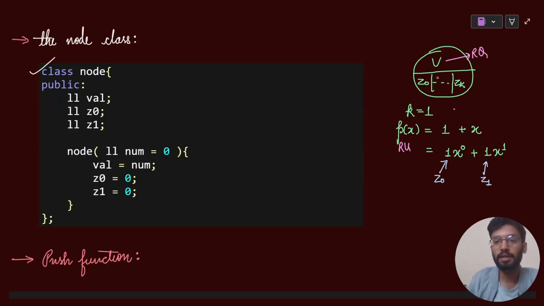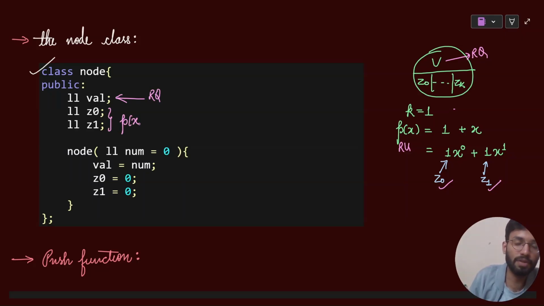So overall, मेरे node में कितनी value होंगी? One is v, the others are z0 and z1. So this is represented over here. This value represents my range query's value, and this z0 z1 represents my polynomial function p of x represented by the node. Again, then in the constructor, as you can see, num is equal to 0, वैल में मैं num भर दूंगा. z0 एंड z1 की डिफॉल्ट वैल्यूज मैंने 0 डाल रखी हैं. अब ध्यान से समझना कि डिफॉल्ट जीरोस क्यों है.